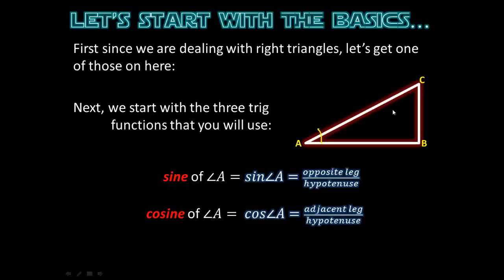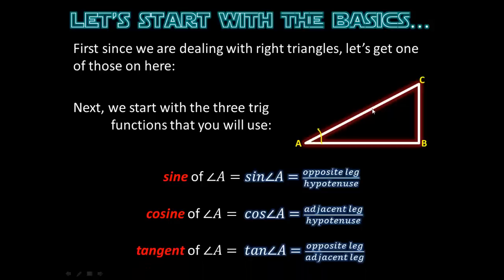Cosine of A is the adjacent leg, so the leg that makes up one of the angles, which is AB, over the hypotenuse, which again is AC. And finally, we have the tangent of angle A, which is the opposite leg, in this case CB, over the adjacent leg, which is AB in this particular case.